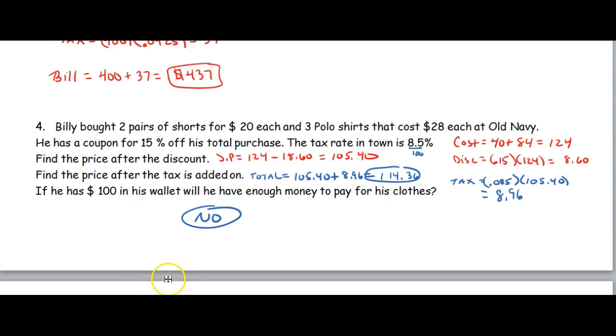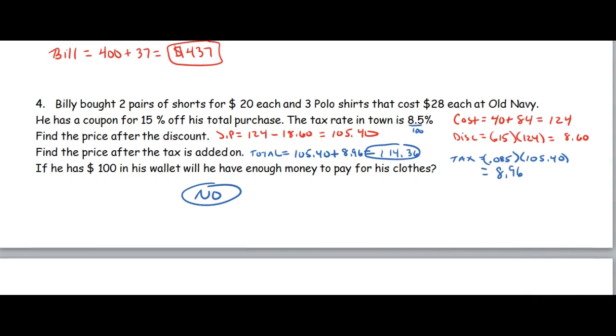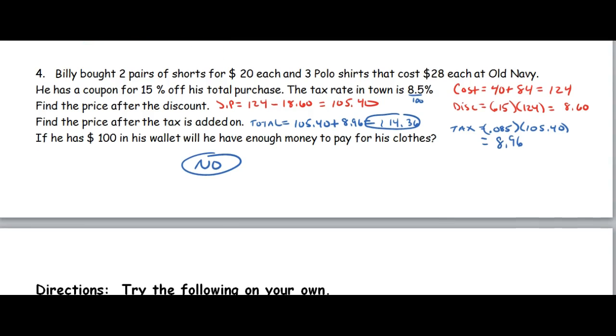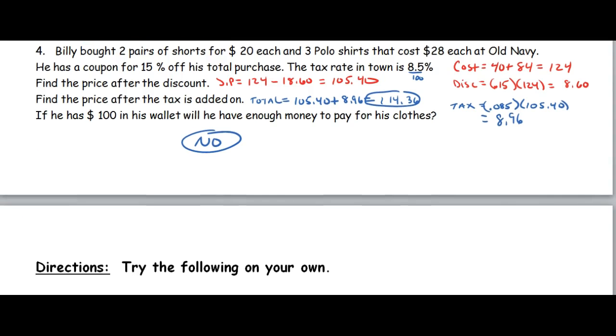Absolutely not. Okay? So remember, you have to take it in baby steps here. You can't go from A to D without doing any work in the middle. Go step by step with these. Alright? Please try the following problems and good luck.